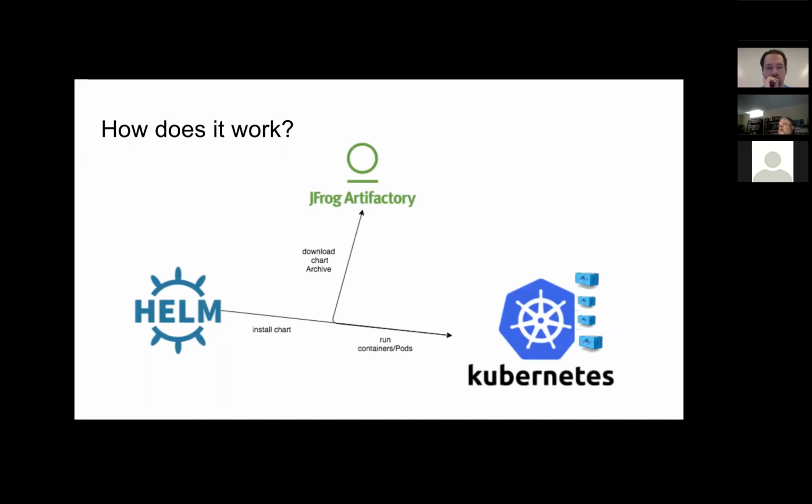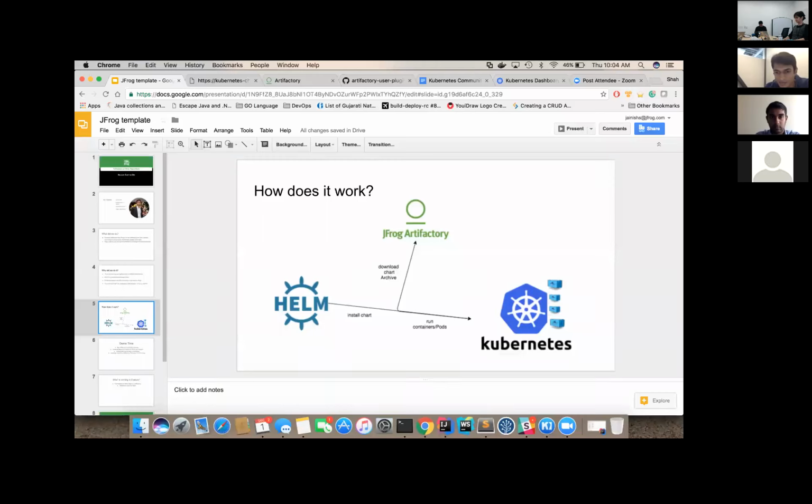So now, how does it work? As you all know, or will be familiar, with Helm you can install charts, which are basically a configuration for starting up pods in Kubernetes, right? Now when we use Artifactory as a Helm repository, instead of downloading all your charts from Google storage, you will be able to use Artifactory as a Helm repository to download the charts and install them in Kubernetes. So let's see that in action now.